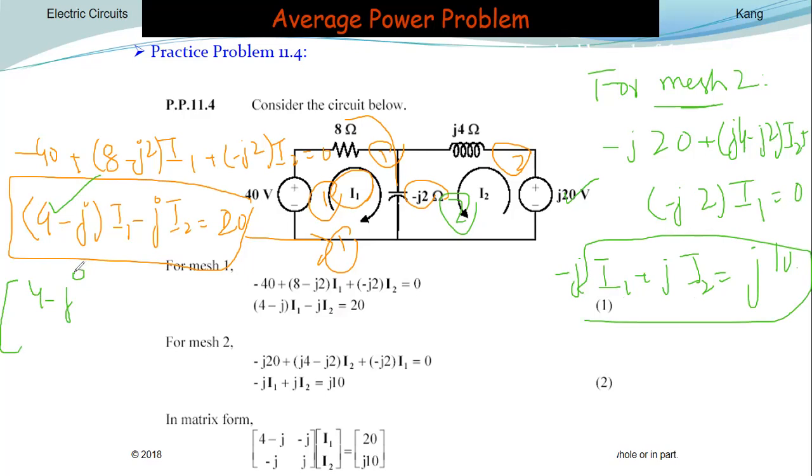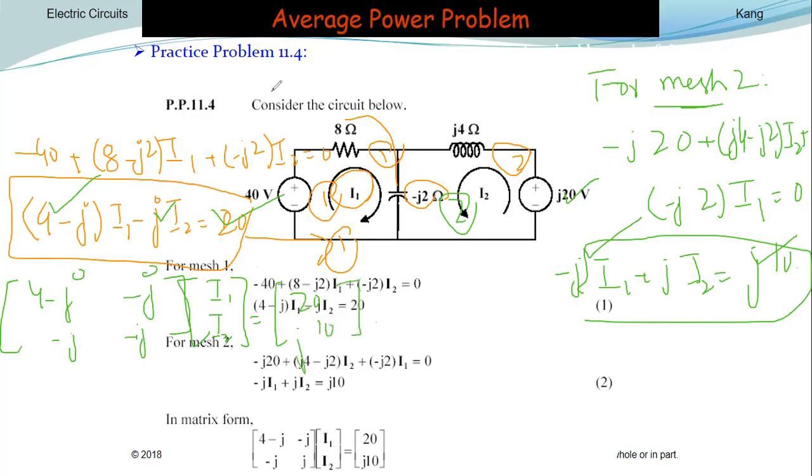4 minus J. And the next will be 4 minus J with the negative sign. So this will be my matrix, with minus J and plus J, minus J plus J, with the values I1, I2, which will be equal to 20, this value, and the second is J10. So this is the matrix form.